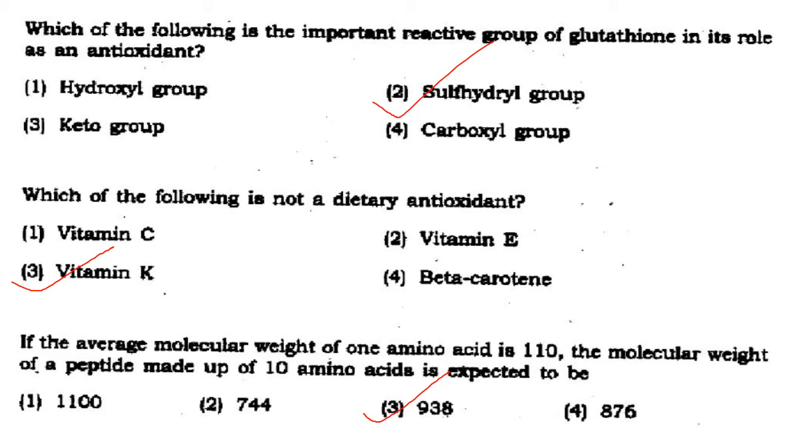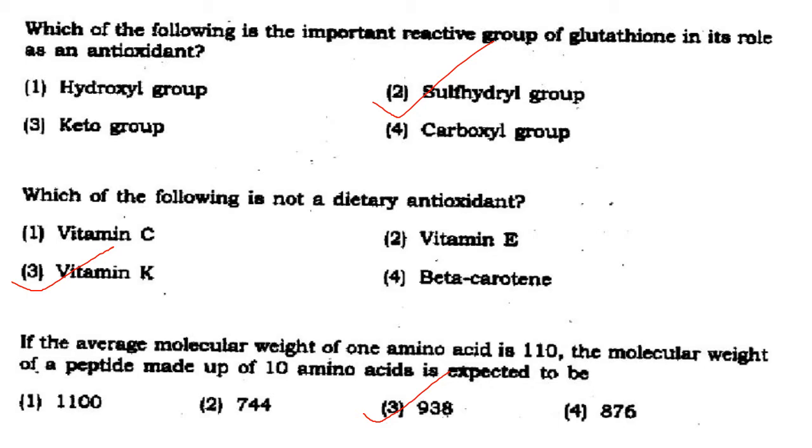Which of the following is the important reactive group of glutathione in its role as an antioxidant? Option 1 hydroxyl group, option 2 sulfhydryl group, option 3 keto group, and option 4 carboxyl group. Answer is option 2, that is sulfhydryl group.